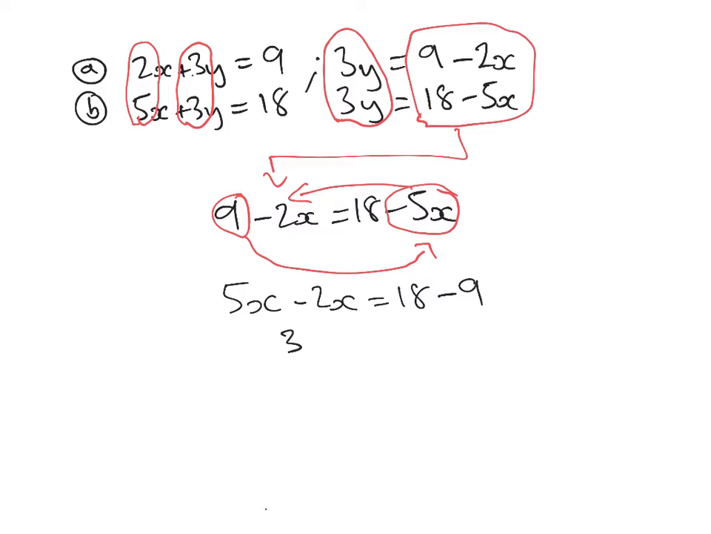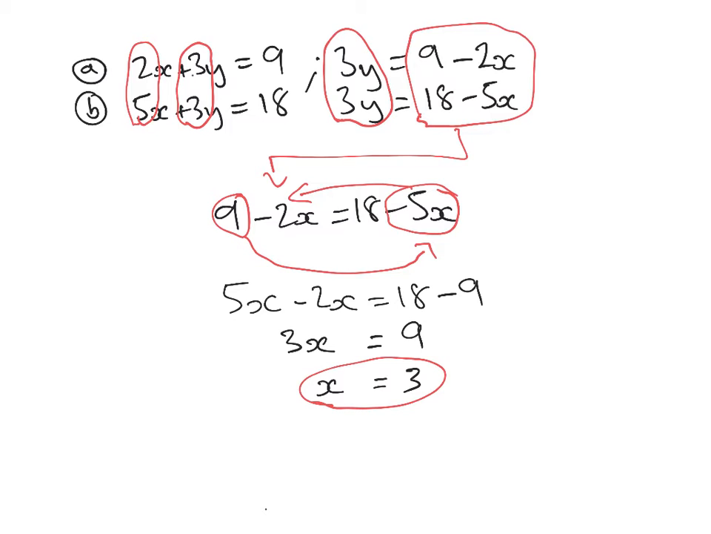And now we can solve it. 5x minus 2x equals 3x. 18 minus 9 equals 9. We've got 3x's, we only want 1x, so we divide by 3. Divide this side by 3, divide the other side by 3 to balance. It gives us 3. And there's our first answer: x equals 3.